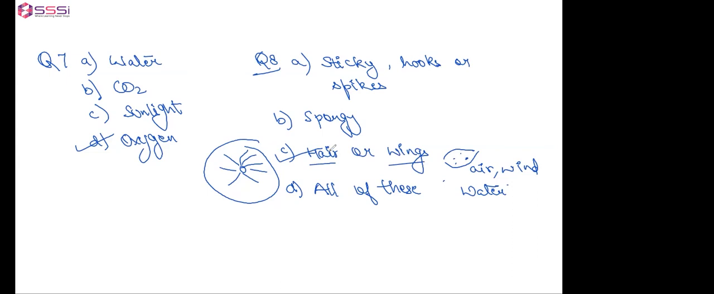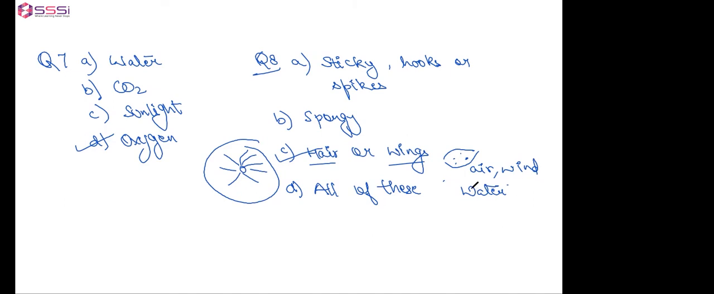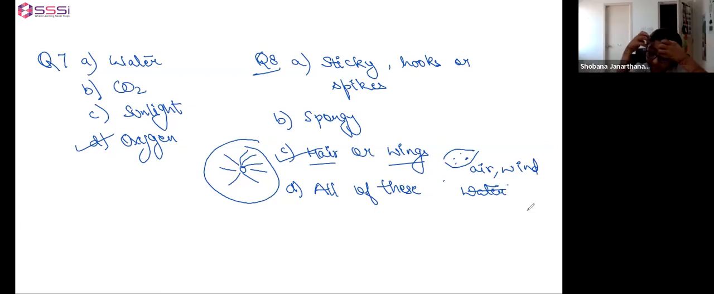So they have said hairs or wings for the same thing, because if the things were different, then they would have used 'and'. But here they have used 'or'. Hair or wings means very light thing, because air or wind can move this, right? If it's heavy, they cannot move. So the seed dispersed by air or wind will be very light. Ma'am, is it air or wind or water? Air or wind, not water. I have given you the example of water. That's what they mean.